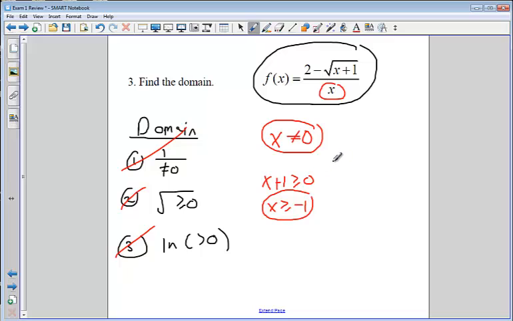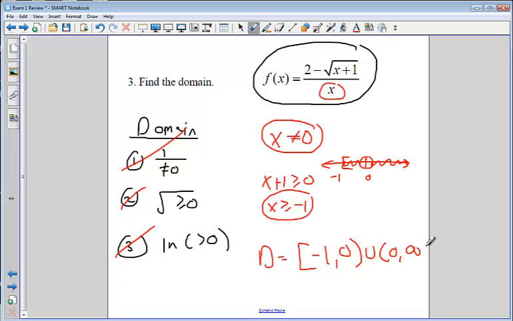If you need to, you can make a number line. And the number line would say there's a hole at 0, because x can't be 0. And then at -1, it's everything that's bigger than it, so everything to the right. So this is all the stuff in my domain. And so I can say D is equal to include -1 to 0, don't include 0, union, don't include 0, to infinity.